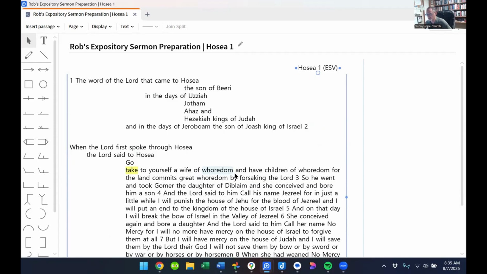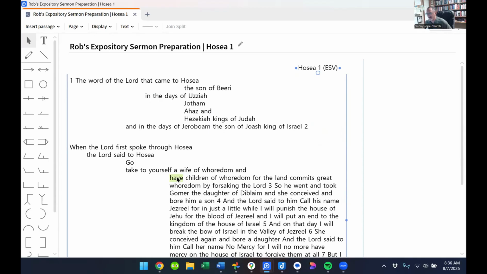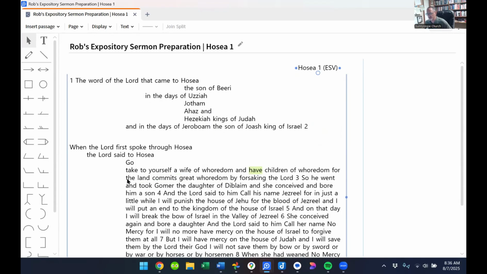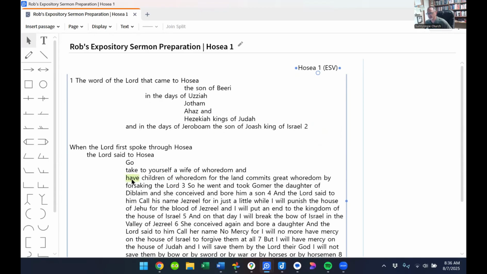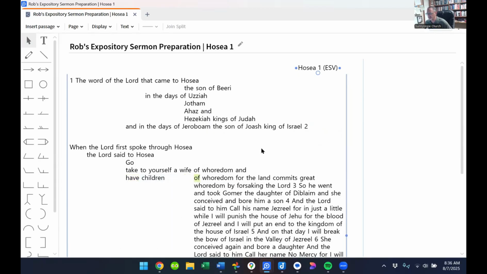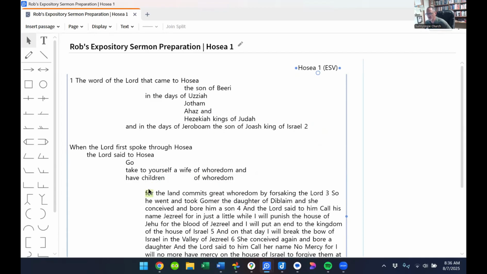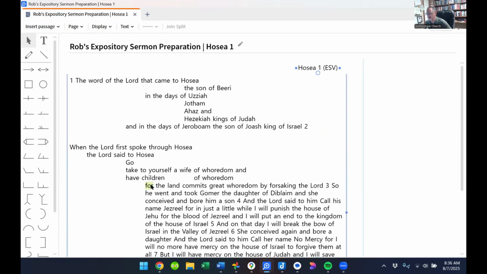Well, you can imagine what that quiet time must have been like for Hosea when he's trying to listen to what God might have to say to him. Take to yourself, and so have children of whoredom. Okay, this is getting better by the moment. This is quite a story. For the land. And then this is now a purpose clause. The word for indicates a reason or purpose.